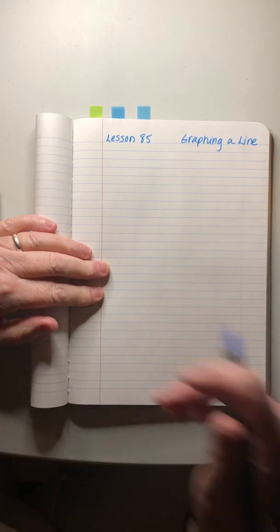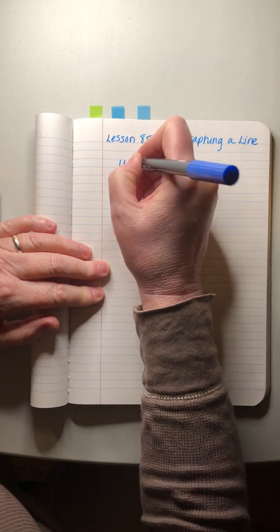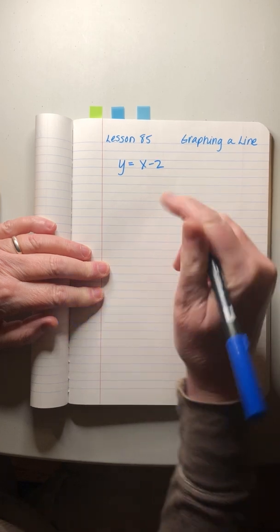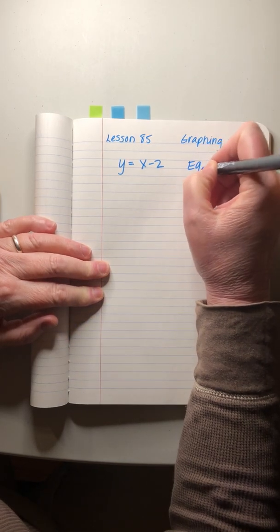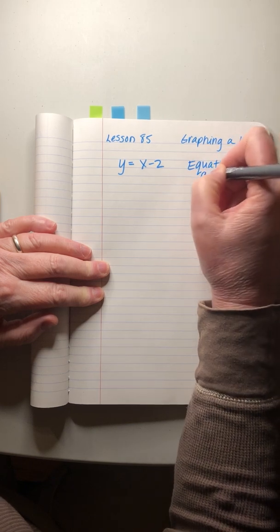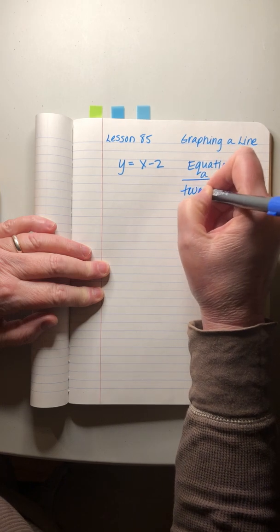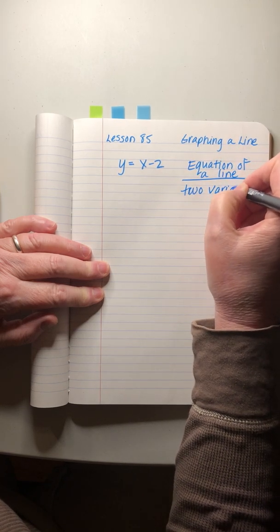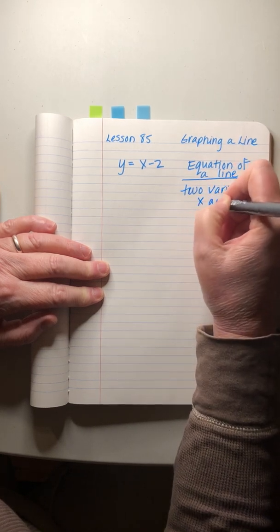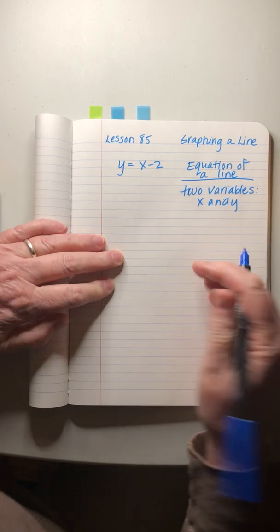Literally all the other groups of students are working on this too. So here is what I want to show you. y equals x minus 2. This, we say, is the equation of a line. What's interesting about it? What's unique about it? Two variables, x and y. It's always set up like that.